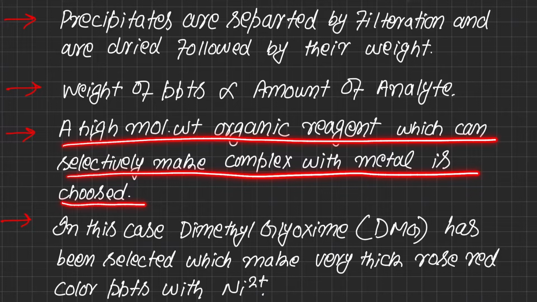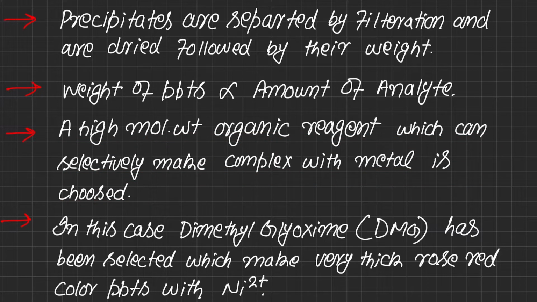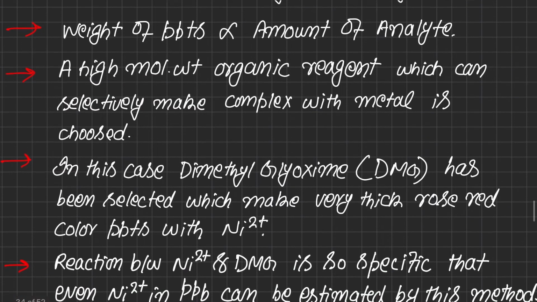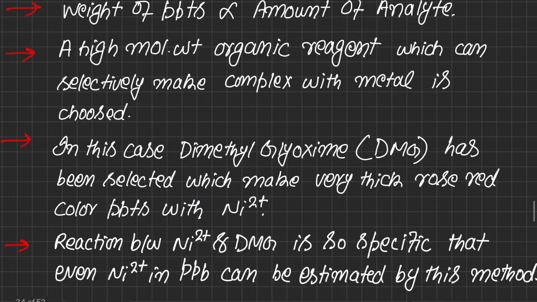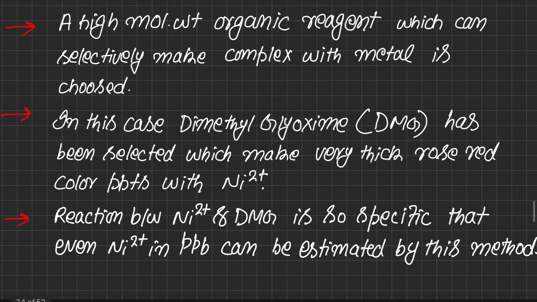which can selectively make a complex with a metal. So there are a large number of organic reagents, but we will choose that organic reagent which has high molecular weight. High molecular weight means when it makes a complex with a metal atom or ion, then due to its large weight, the precipitates formed will be very thick in nature, and it will be easy to filter them, and that is why we are using a high molecular weight organic reagent.